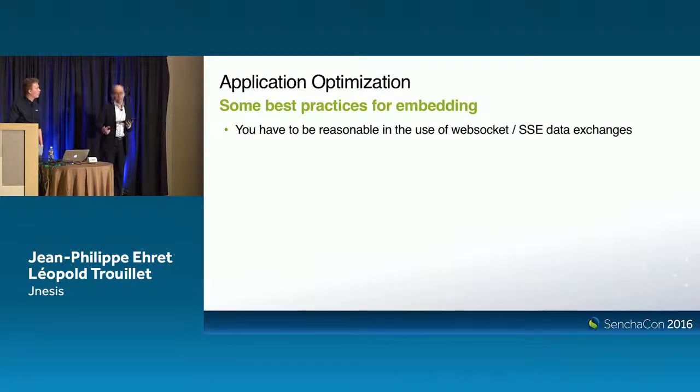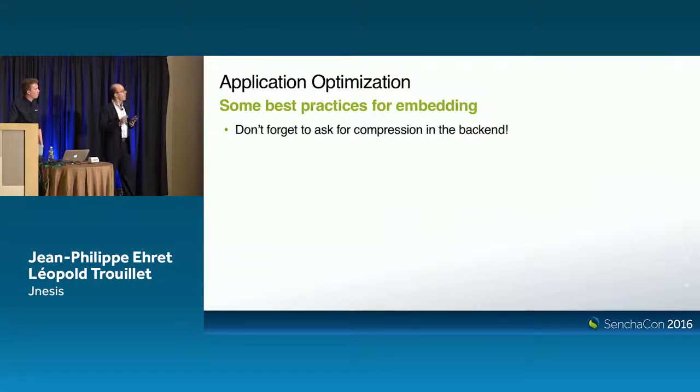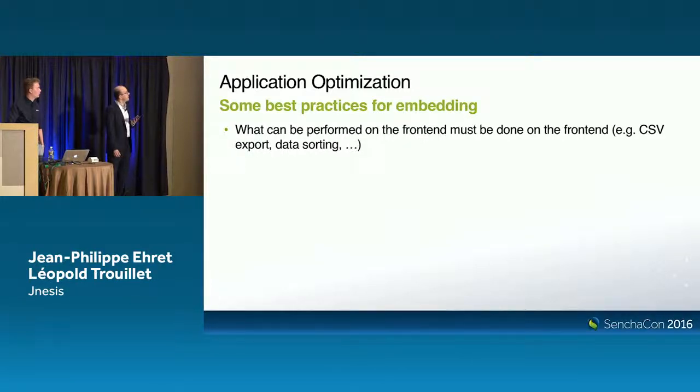Of course, if you are using WebSockets like we use in this project, or server-sent events, that's even more important. And of course, don't forget to request compression on the backend, because all modern browsers can now support compression. And last but not least, if something can be done on your client, on the Ext JS, on the web part, on the front end, do that on the front end and not on the back end. So, for example, if you have to export files or process data sorting, do that with Ext JS.